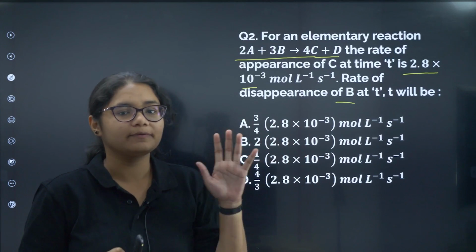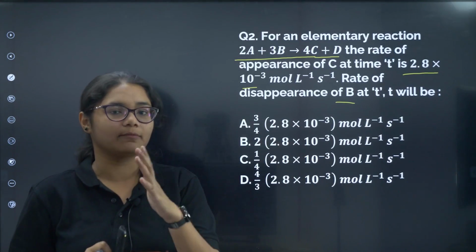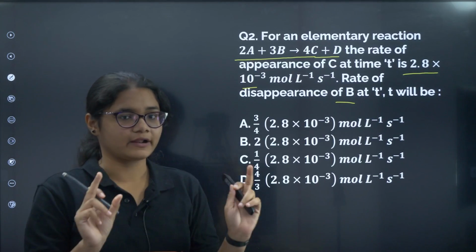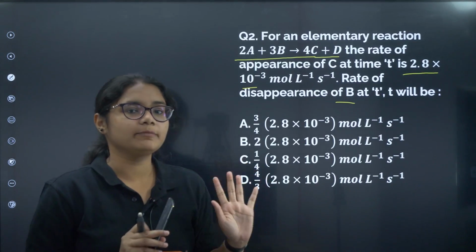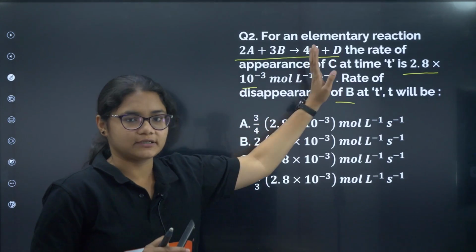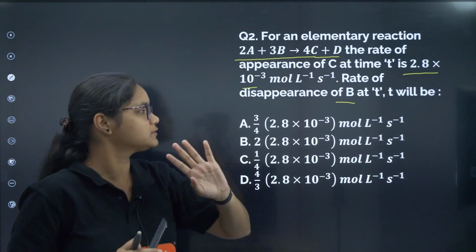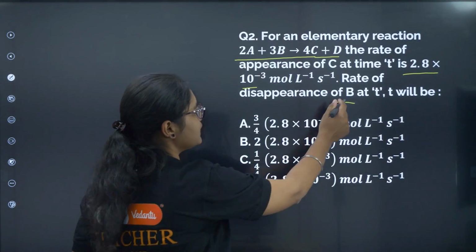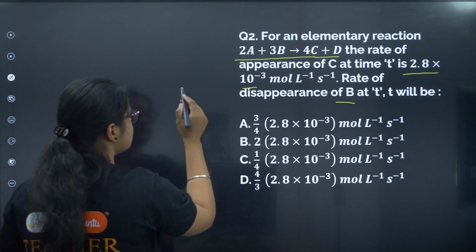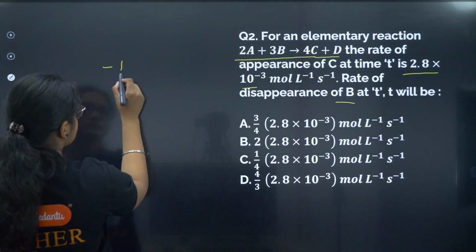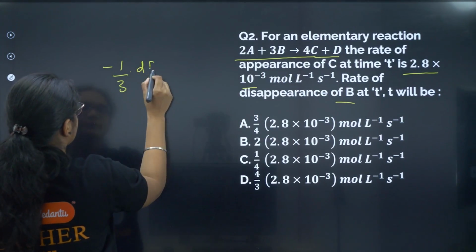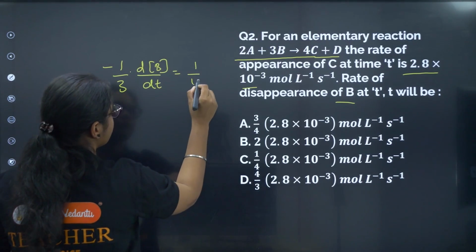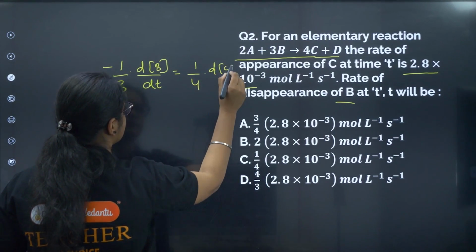This is the first topic from chemical kinetics where we learn about differential rate law. It is a very easy question, but you have to be a little careful while writing the equation. One tip here: you do not write the whole equation. Write down the equation only for those quantities which are asked in the question. The question is asking about B and C, so let us write the relation between B and C. Minus 1 by 3 d[B]/dt will be equal to 1 by 4 of d[C]/dt.